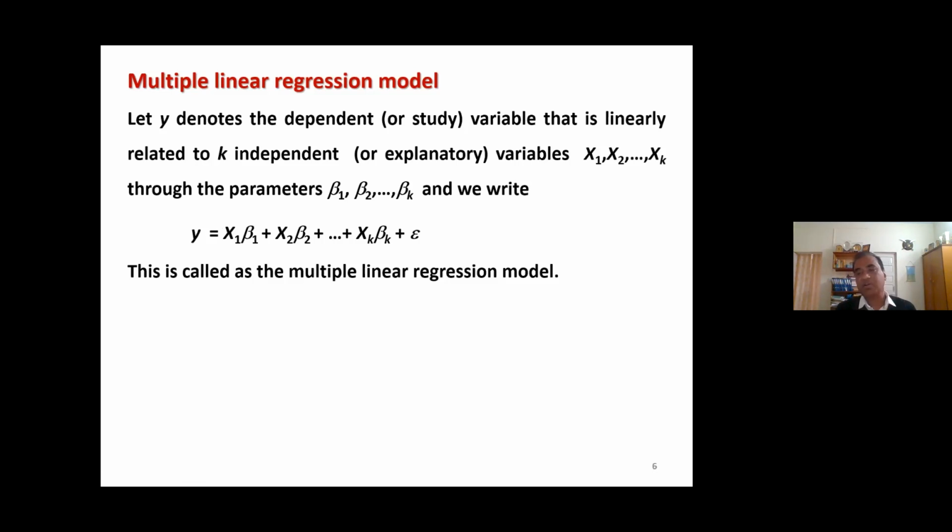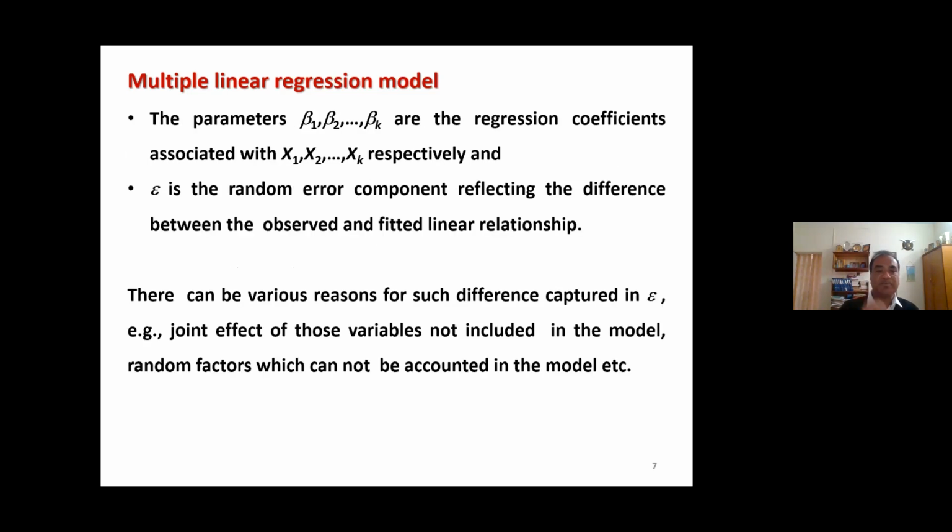Whenever we want the intercept term to be there, I can just make the first value of the observations to be just 1. That's all. So here we have k independent variables x1, x2, xk, and k regression coefficients which are associated with each of these. Right, so this is the multiple linear regression model. Beta 1, beta 2, beta k are called the regression coefficients which are associated with x1, x2, xk respectively.